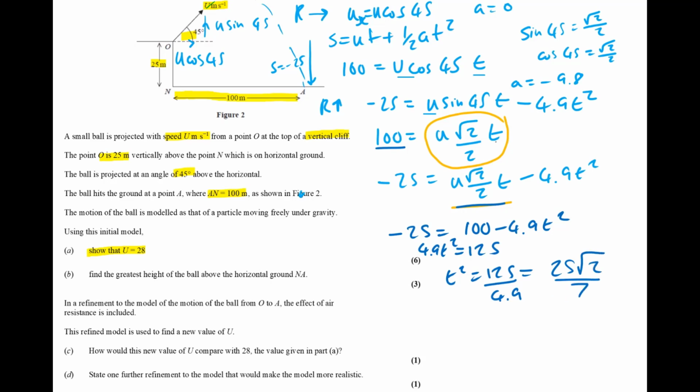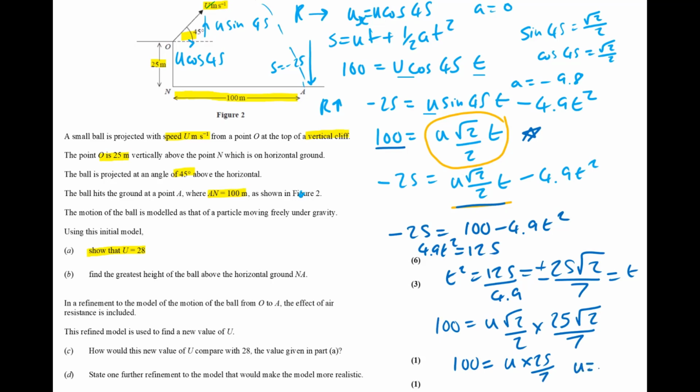Now if we substitute that, plus or minus, but we're going to use a positive value of that, so if we use that and sub into here, we're going to get 100 equals u root 2 over 2 times 25 root 2 over 7. That's going to cancel out to 100 equals u times 25 over 7, and then u will equal 28.